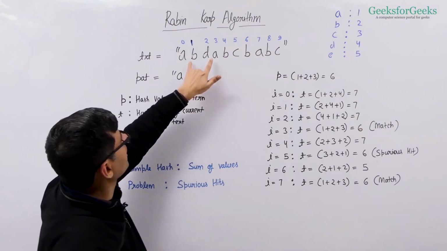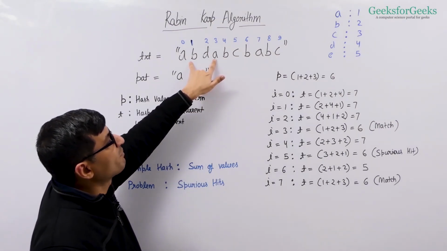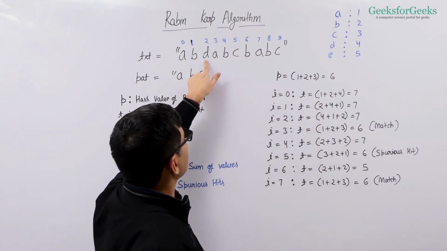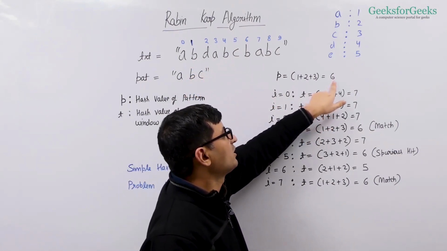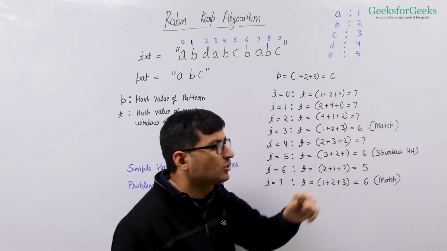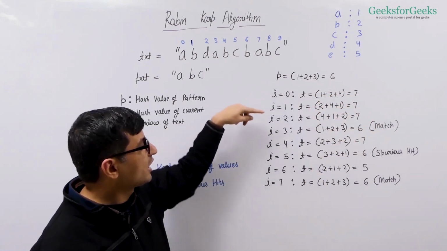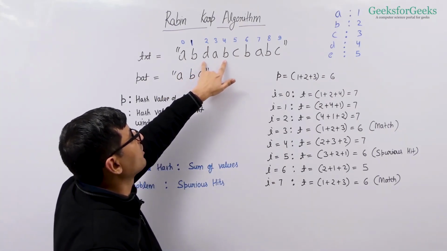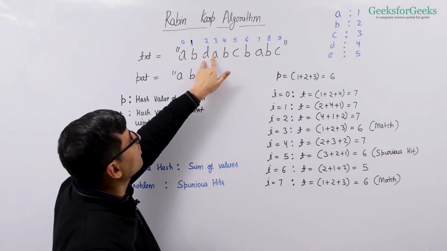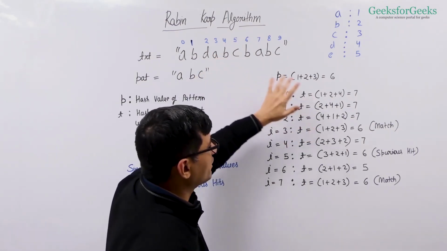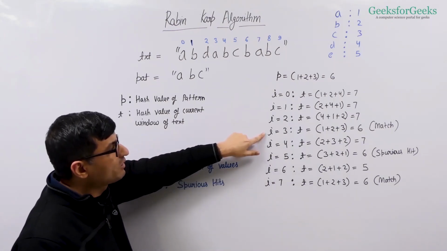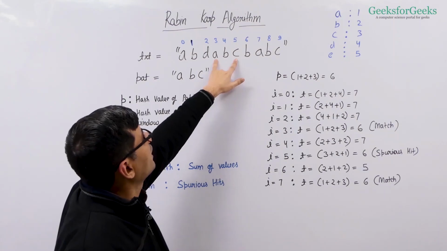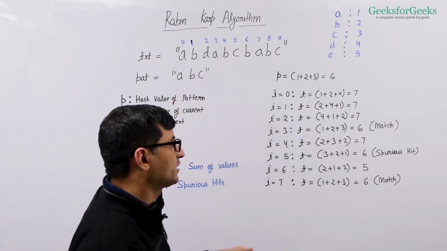Now we move to the next window, and again we compare the hash values. What is the hash value of next window? It's 2 plus 4 plus 1, 7. And this value is 6. 7 and 6 do not match. So we skip the next window also. Now we come to the next window, and what is the hash value of current window? It is 4 plus 1 plus 2, right? Again 7, do not match. Then we come to I equal to 3. At I equal to 3, we have the hash value as 6. And what is hash value of pattern? That is also 6. So they match.